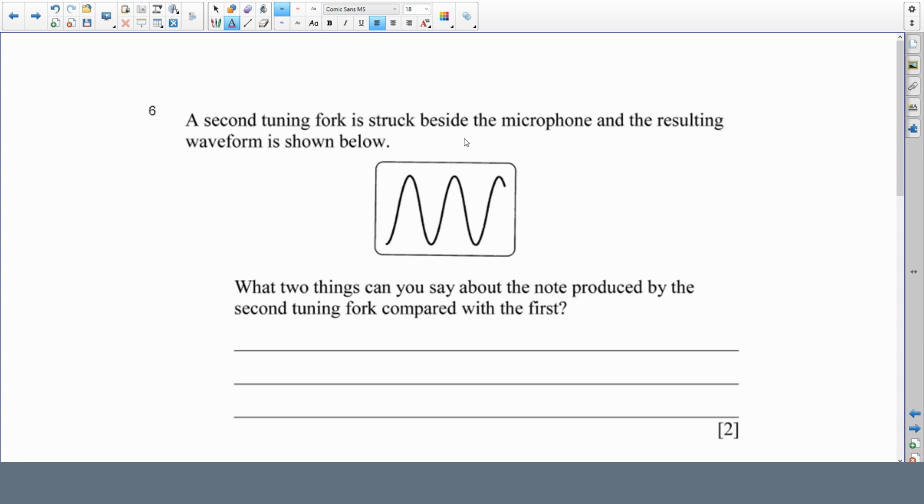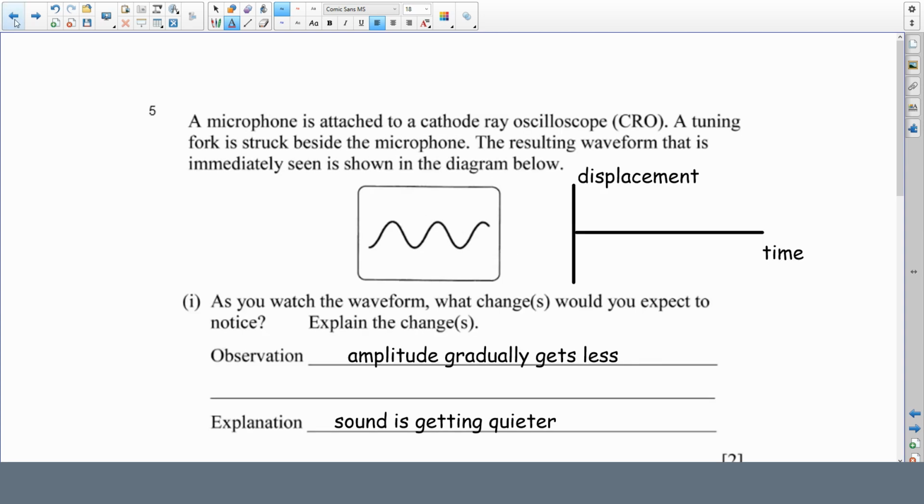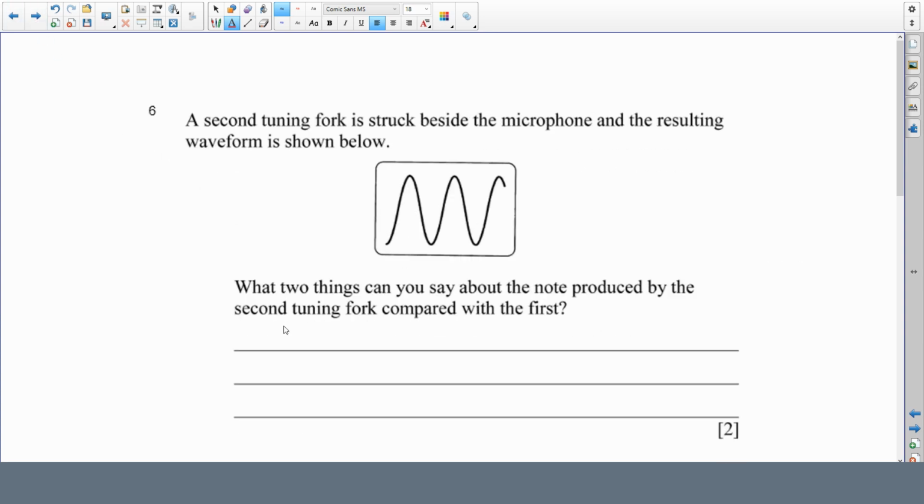Number 6: a second tuning fork is struck beside the microphone and the resulting waveform is shown below. What two things can you say about the note produced by the second tuning fork compared with the first? Right, so we need to be able to see these two together. So there's our second tuning fork, and there's our first. Second, first, second, first. So what's going on here? Well, first thing is we can see the amplitude is greater.